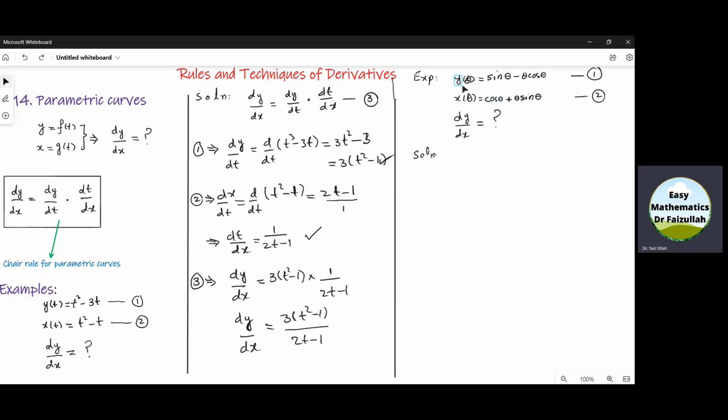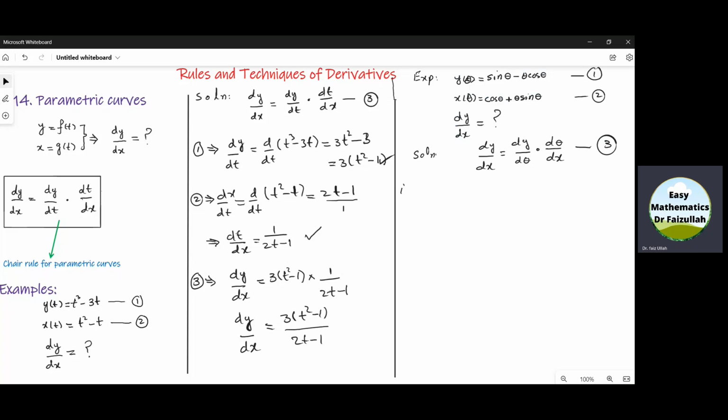In this example, we can see that y is a function of theta, x is also a function of theta, and we need to find the value of dy by dx. So in a similar way, we shall write the chain rule for parametric curves in terms of theta, which is equal to dy over d theta into d theta over dx. Let us say this is 3.